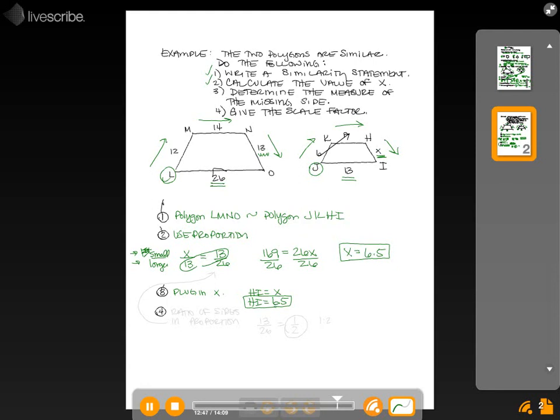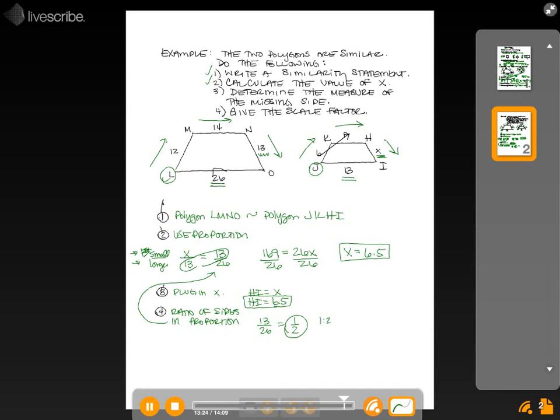And the last step here is to give the scale factor. Remember, the scale factor is the ratio of sides. Now, we've already done this. It's in our proportion. We did it right here. Okay? So 13 over 26, that's going to reduce now to 1/2. So there's our scale factor. Scale factor is 1/2. You could write it 1 to 2. That's perfectly fine. But do not leave it as 13 to 26 because that's going to reduce.